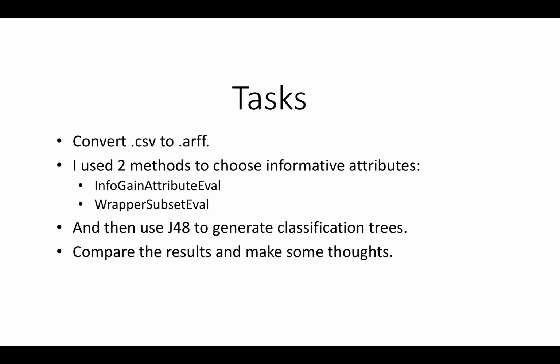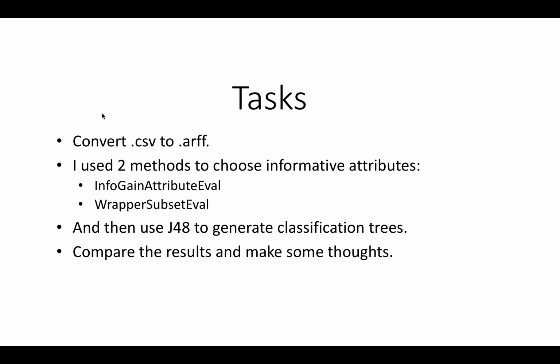Firstly, convert the format of the dataset from CSV to ARFF, and then I used 2 methods to choose informative attributes, the information gain attribute evaluation and the wrapper subset evaluation, and then use J48 to generate the classification trees, and then compare the results and make some notes.